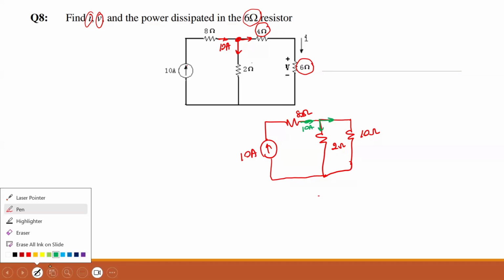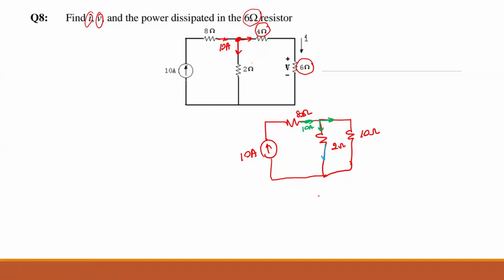We have something called the current division rule. What that means is, if I take this as I1 and this as I2, I1 is equals to 10, the total current, times the opposite resistance. If I look at I1, the opposite resistance is the 10. 10 divided by 10 plus 2. So this we call the current division rule. Current always likes to flow in the easy path. More current is going through 2 ohms and less current is going through 10 ohms.